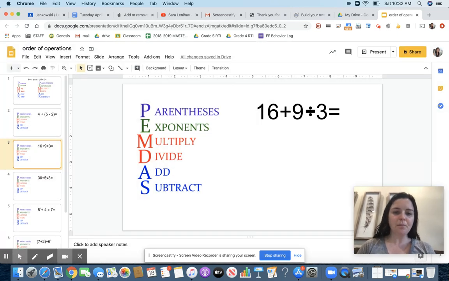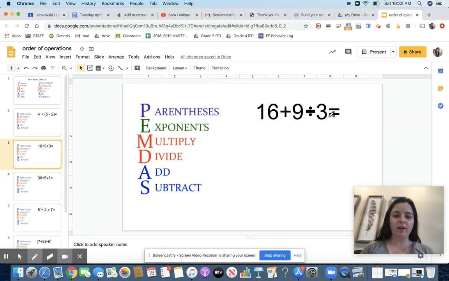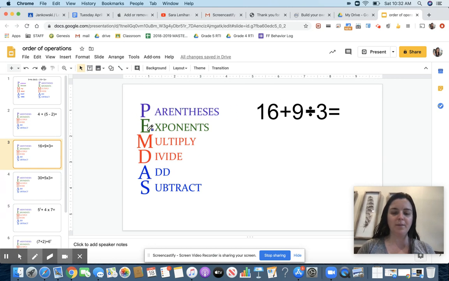Okay, so let's look at this first example. 16 plus 9 divided by 3. Now, I'm going to look at my PEMDAS. What should I do first? Well, are there any parentheses in this problem? No, so I could skip it. Do I see any exponents? No, so I can skip that.